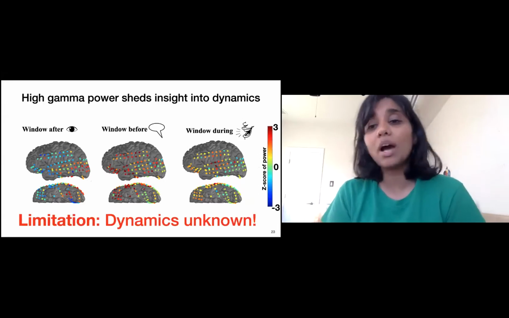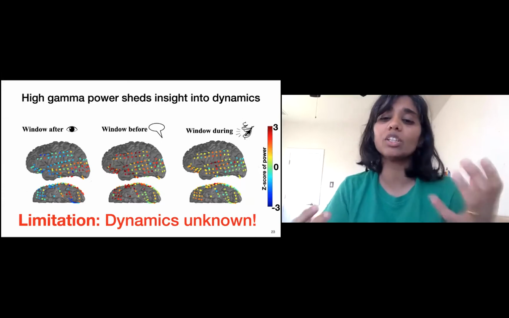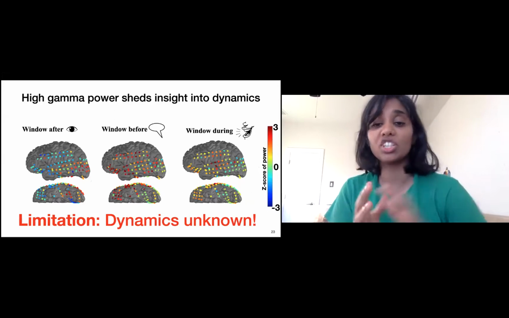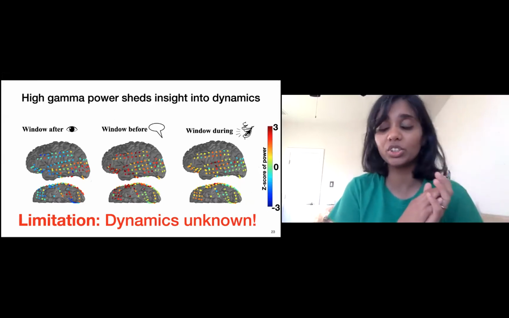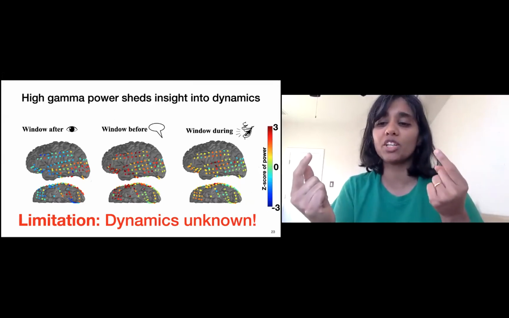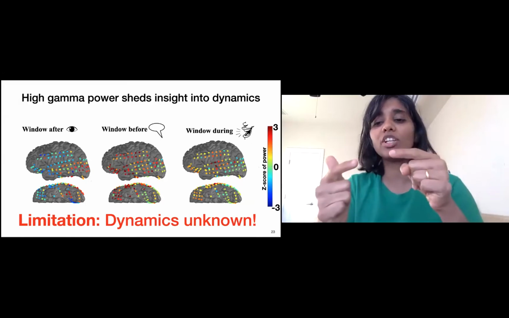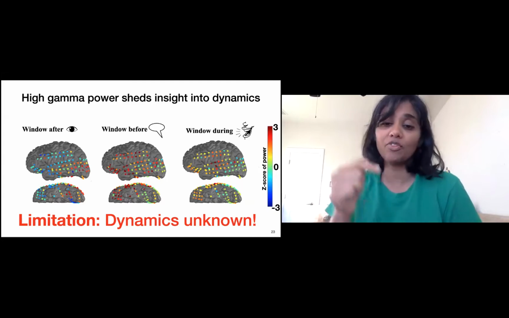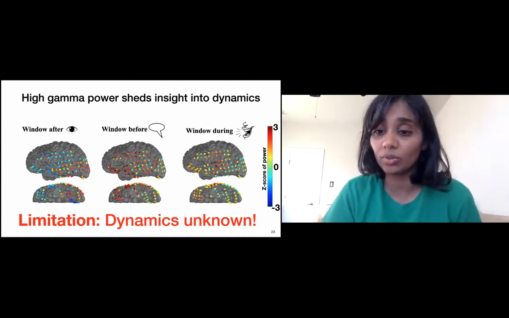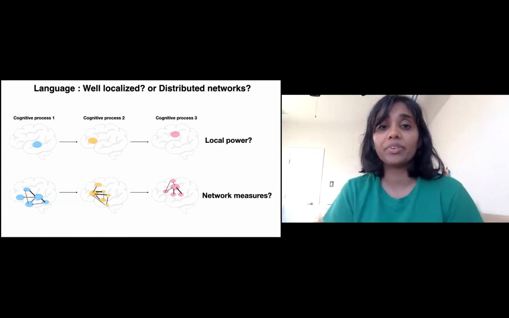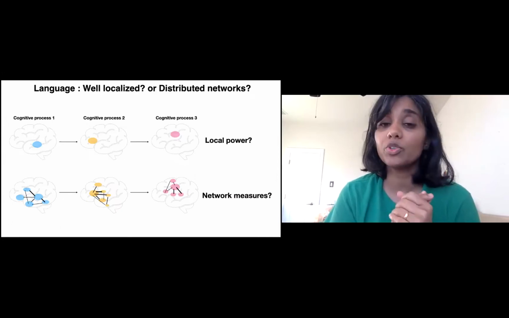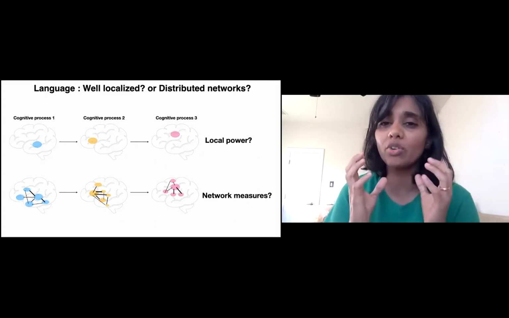The problem with power analysis is we have no idea what's going on underneath. If there is an increase in power in some regions, there's a decrease in power in other regions. We don't know whether information was sent to that region, or from which region. Do we assume that information went linearly? We don't really know.